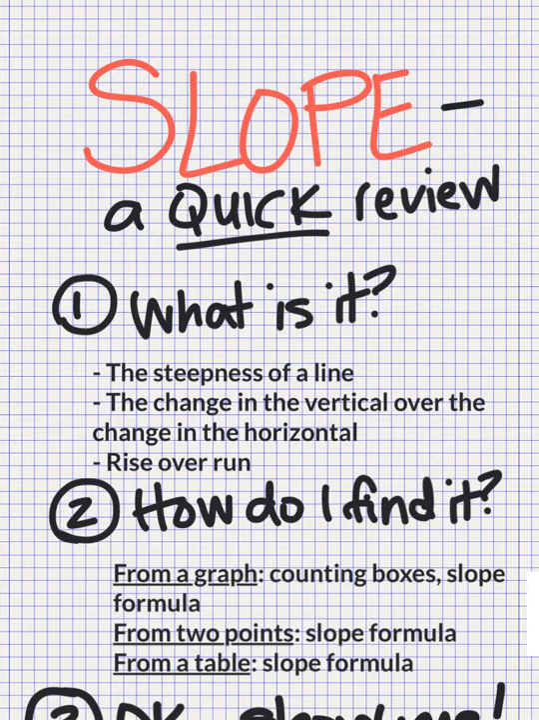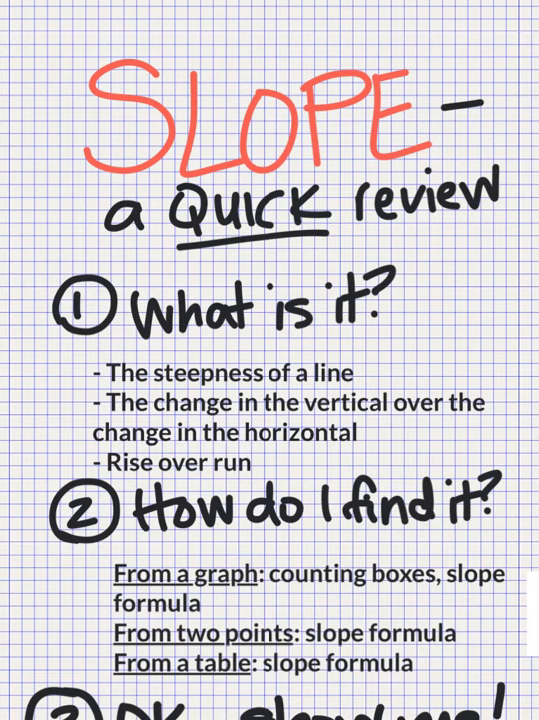Well, here was our most important definition. Slope is the steepness of a line. Basically, it's how much it goes up or down over how much it goes to the left or the right. We also defined it as the change in the vertical, that's how much it goes up or down, over the change in the horizontal, that's the left to right part. Now remember, over here means that we are actually writing it as a fraction, or we are dividing the two. And finally, you most likely learned about it as rise over run.